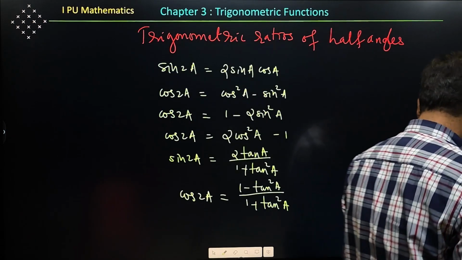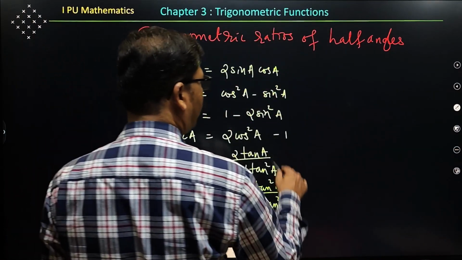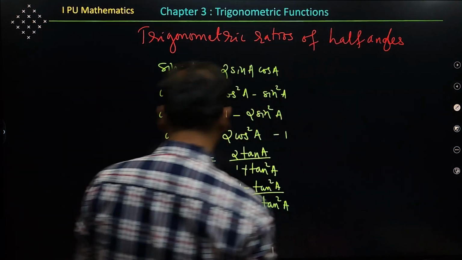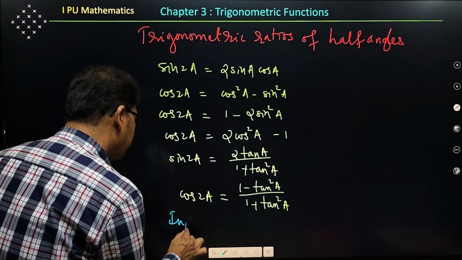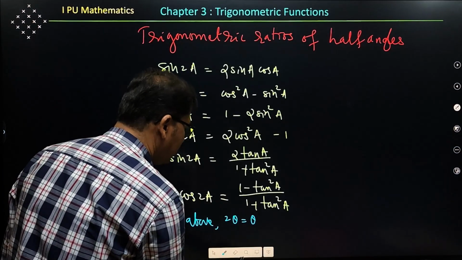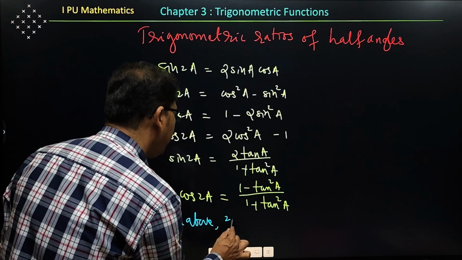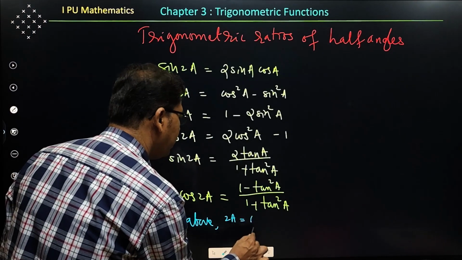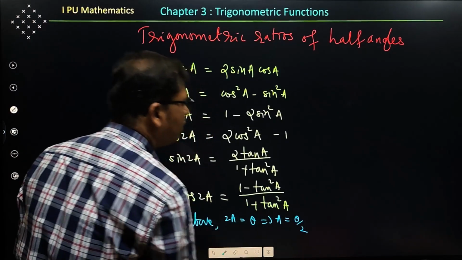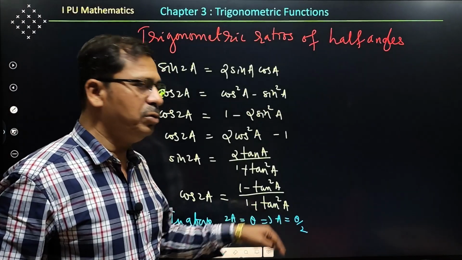And let me substitute in all these, in all the above. Please concentrate here, try to understand. In the above results, take 2a equal to theta. You take a single angle theta. So this implies a equal to what? Theta by 2. 2a equal to theta, then a equal to theta by 2.